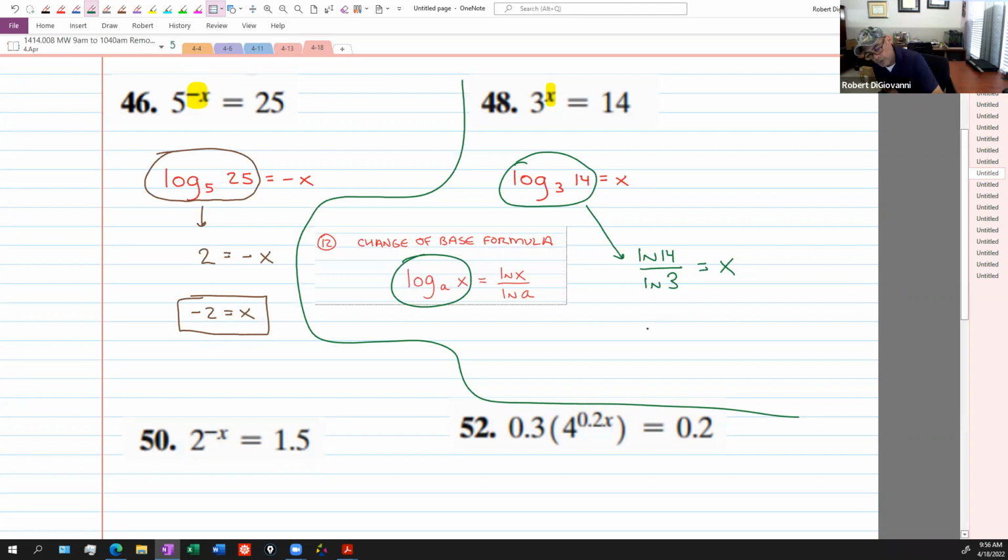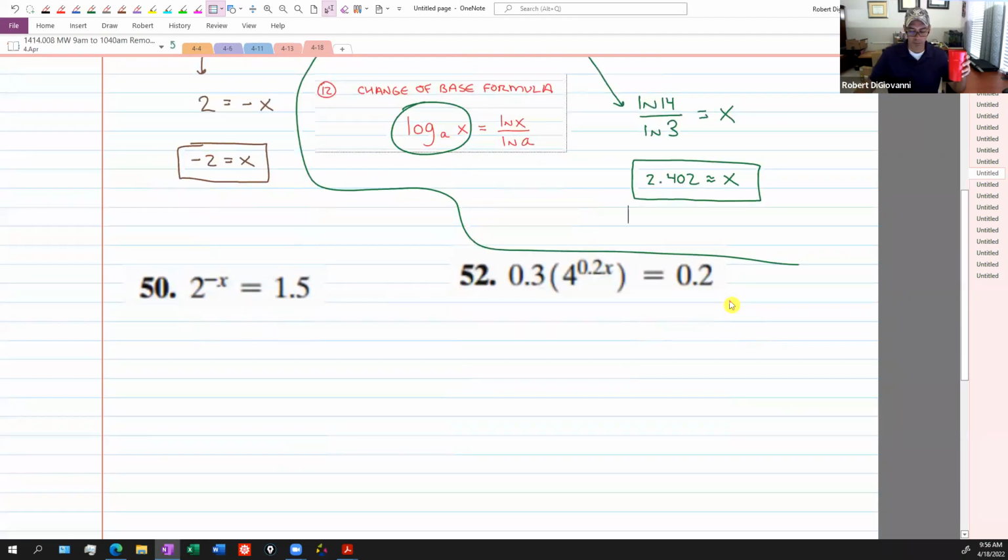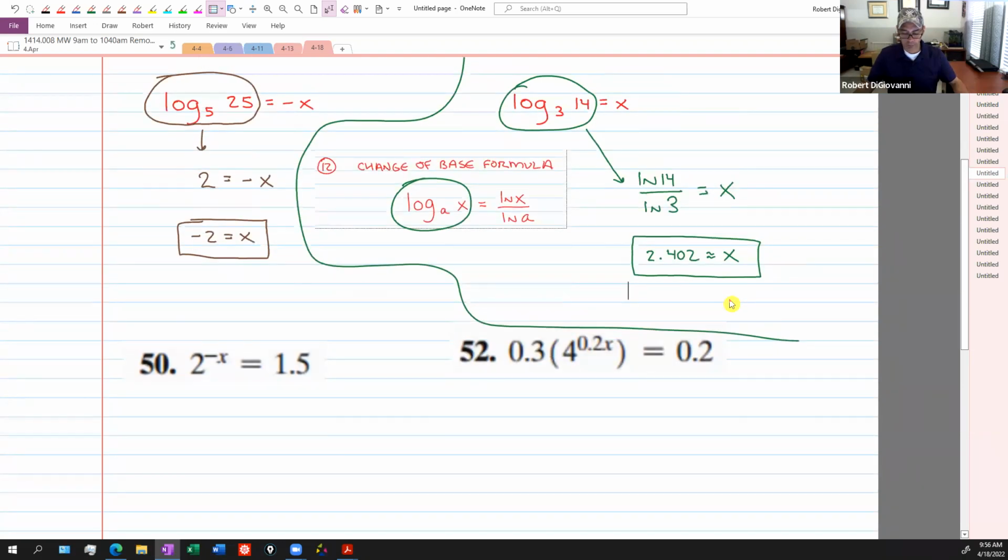2.402. 2.402, I'm rounding, is approximately what x is, okay? Questions? All right.